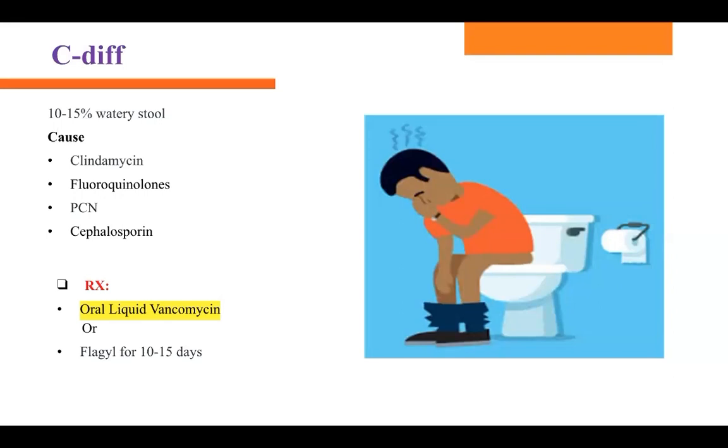The choice of treatment is basically they have to drink vancomycin, that is liquid. IV vancomycin is not the choice of treatment for C. diff. They have to drink vancomycin, that is liquid vancomycin. And vancomycin does not come in pill form either. Okay, it's liquid. So the number one choice is oral liquid vancomycin. Or you can also use Flagyl, that is metronidazole, for 10 to 15 days.